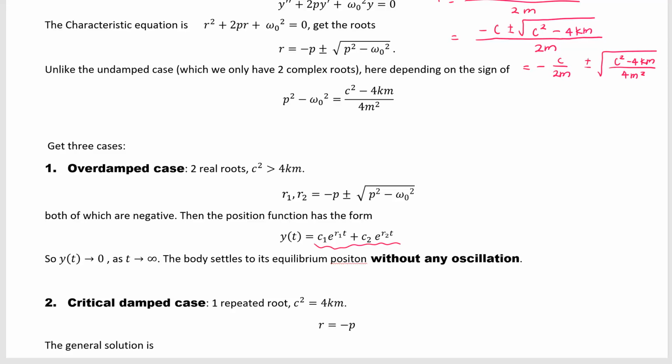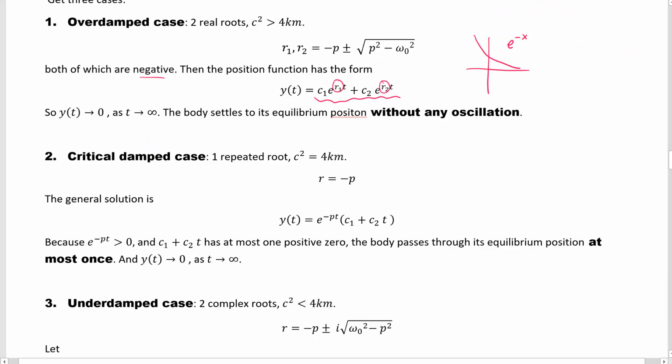When we have two real roots, you will realize both of them are negative. Then the position function has this form. When t goes to infinity, because r1 and r2 are negative, the exponential function is like e to the minus x. When x goes to infinity, it goes to 0. That's why the body settles to its equilibrium position without any oscillation.